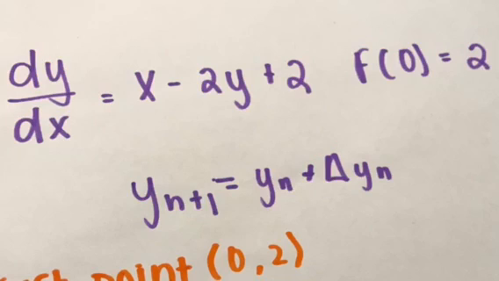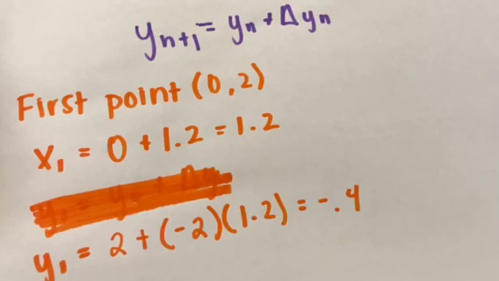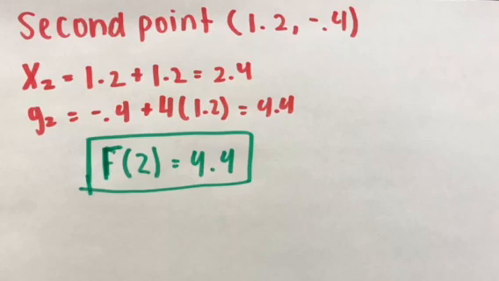The third question is dy over dx equals x minus 2y plus 2, and f of 0 equals 2. Using the same equation, we find that the first point is 0, 2, and you find that x1 equals 1.2 and y1 equals -0.4. The second point is 1.2, -0.4, which finds that f of 2 is 4.4.